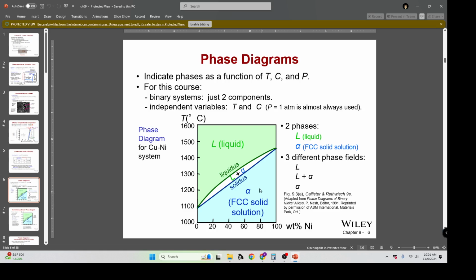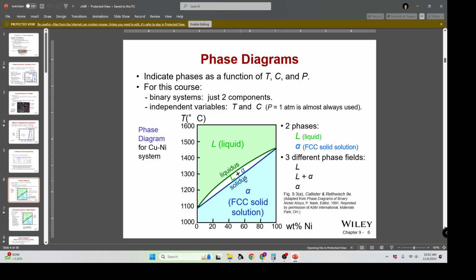You have the solid down below at lower temperatures, so lower being relative, because they're talking 1100°C is the lowest melting point of either of these, so it has to be at least 1100°C. Below that you have a solid solution with face-centered cubic. Above that, depending on where you are in composition, it's a much higher temperature. The pure nickel has a high melting temperature, much higher than pure copper.